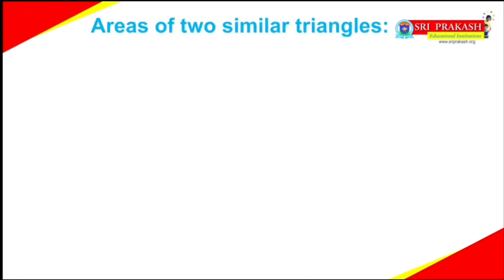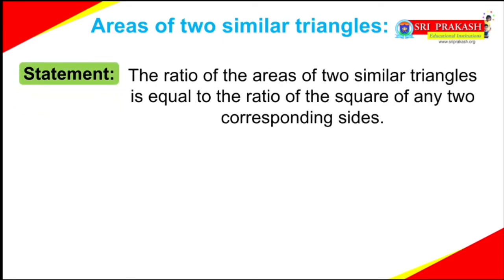Children, now we are going to learn the third theorem based on areas of two similar triangles. But the proof of this theorem is deleted from the syllabus. So, let us know only the statement of this theorem. That is, the ratio of the areas of two similar triangles is equal to the ratio of the squares of any two corresponding sides.